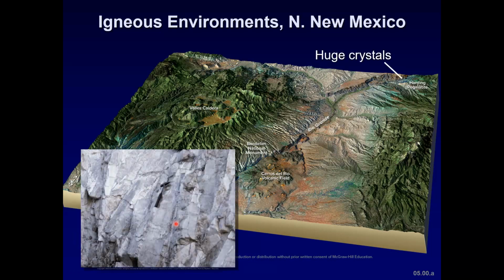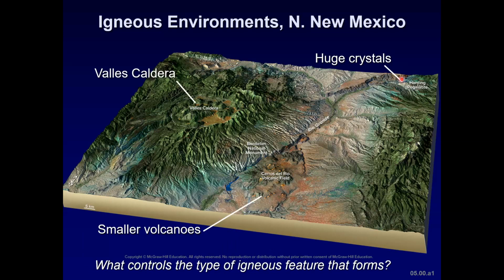And then we have an area with huge crystals in igneous rocks. This is the Harding pegmatite. And some of the crystals at this pegmatite mine are more than 2 meters long. So between this caldera area, the area with huge crystals, and the area with smaller volcanoes, we have different igneous features. What controls the type of igneous feature that forms at each location?